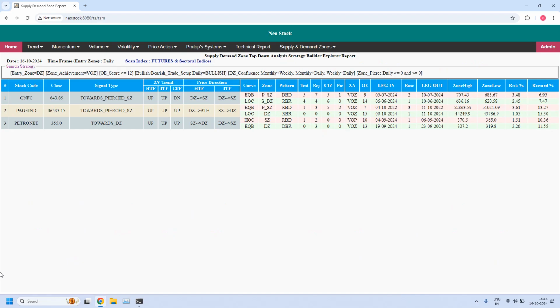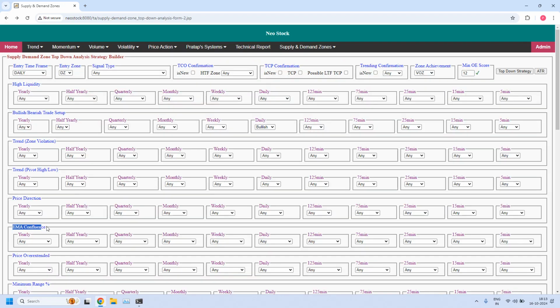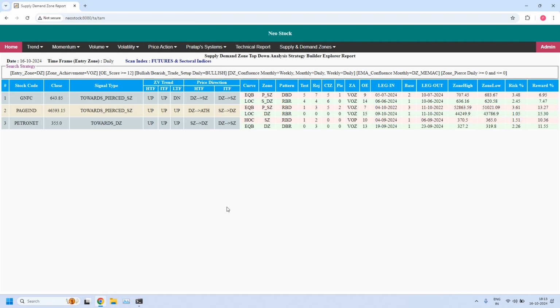If any of these stocks are having a monthly EMA confluence, because monthly trend is uptrend, it's a high probability setup. So in the EMA confluence, monthly time frame, I am enabling the filter, monthly demand zone with monthly EMA confluence. Oh, very good. All the 3 stocks are having monthly EMA confluence. So they are also high probability setup stocks, these 3.